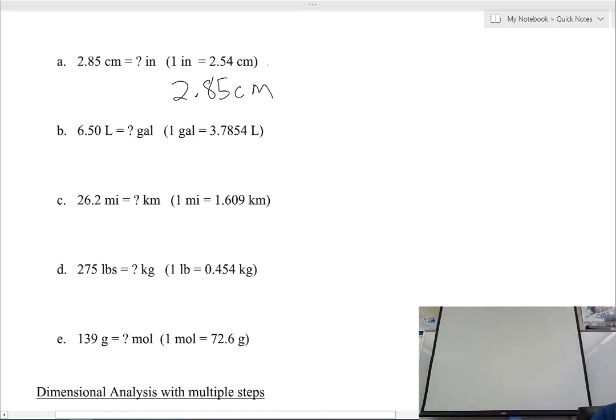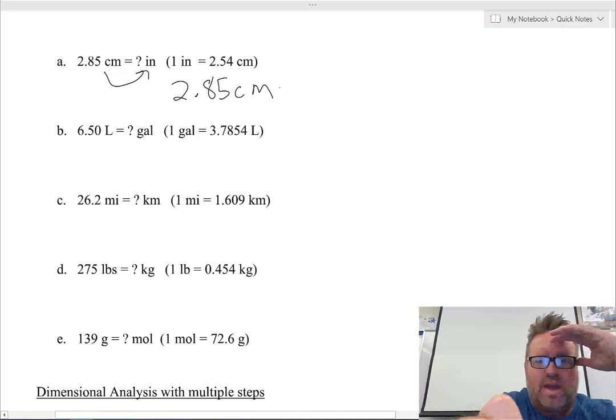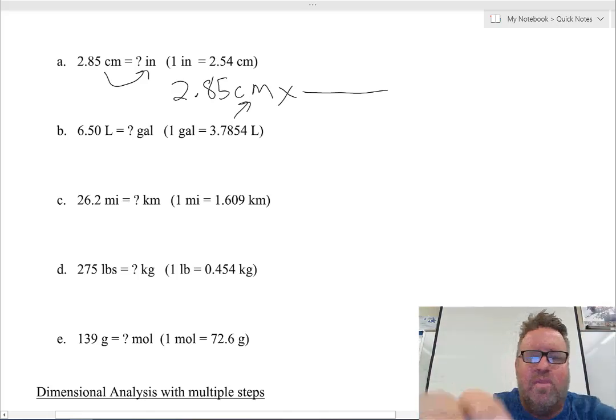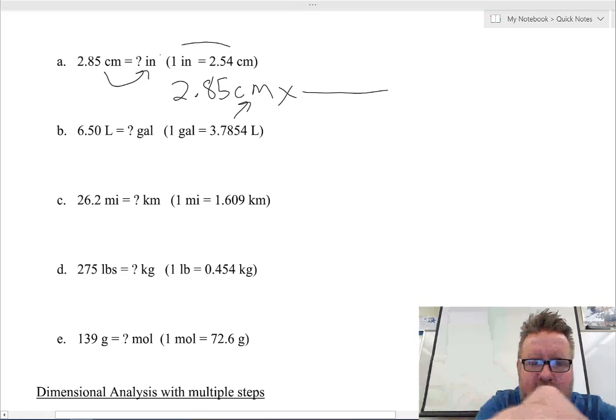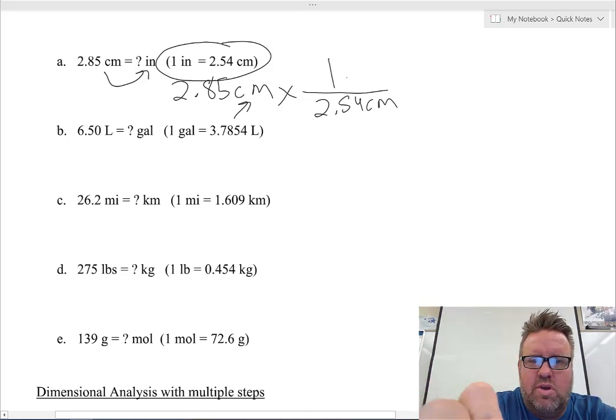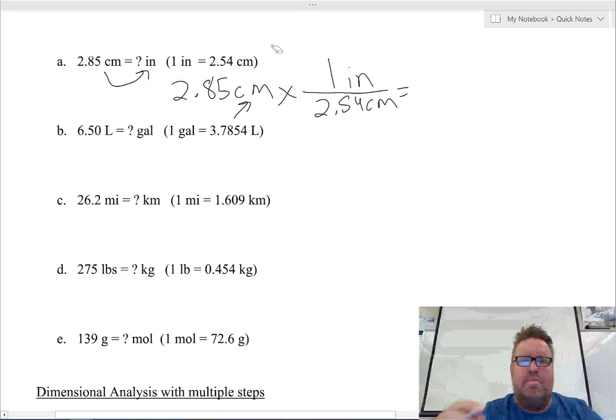And now I need to convert those centimeters to inches. Okay, well, how do I do that? Again, I make a multiplication sign, I make a line, and then I know that I have centimeters here, so centimeters have to go on the bottom. So in my conversion I put 2.54 centimeters on the bottom. And what's 2.54 centimeters equal to? 1 inch. Okay, and that's it. Now I'm done. My centimeters are going to cancel.